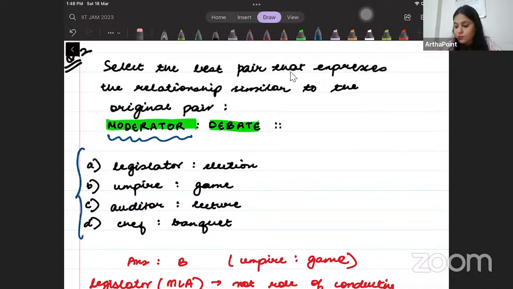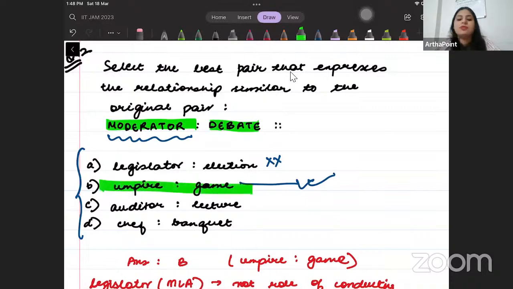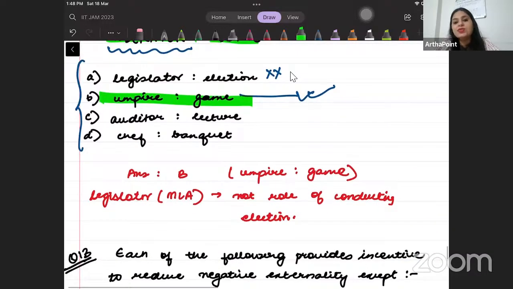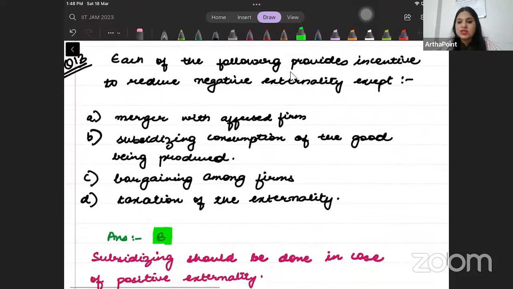Legislator to election? No. Legislators are participants of the election. They don't moderate the elections. Umpire to game? Yes. An umpire actually moderates the game like a moderator moderates the debate. Auditor to lecture? No. Chef to banquet? No. Chef is not managing the banquet, right? So the correct answer to this question will be B, umpire to game. Come to the next question.